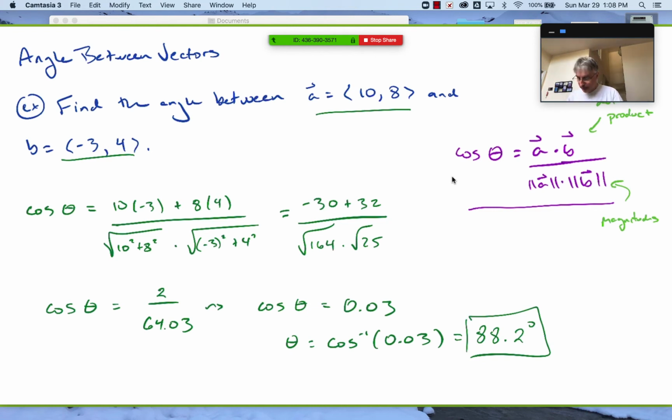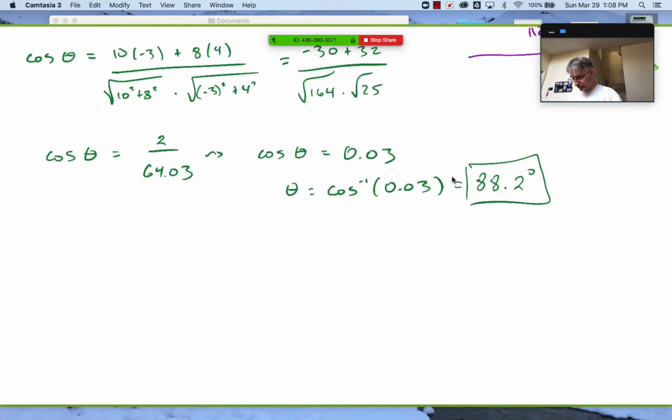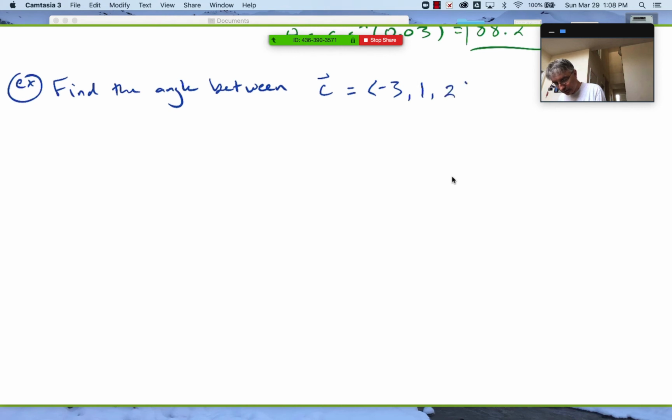What I like about this, what is cool, what should make you feel powerful, is if I say find the angle between, say, vector C, which is negative 3, 1, 2, and vector D, which maybe is 7, 4, negative 1. It's that same formula.